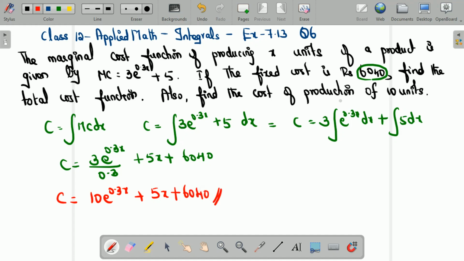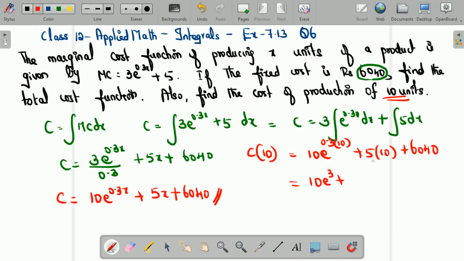They also asked what is the cost of production of 10 units, which means they're asking what is C(10). So this is nothing but 10 times e^(0.3 × 10) + 5 × 10 + 6040. This is 10e^3 + 50 + 6040. We don't know the value of 10e^3, so we will leave that part as such. So 10e^3 plus, adding 6040 and 50, we place this as 6090.